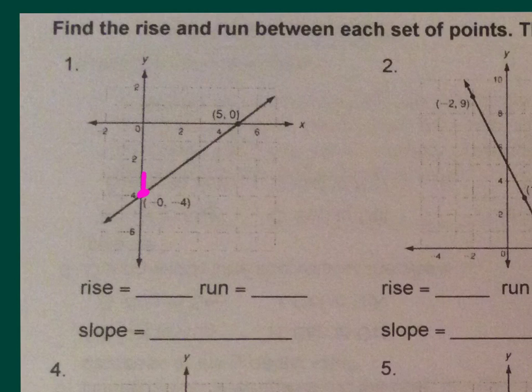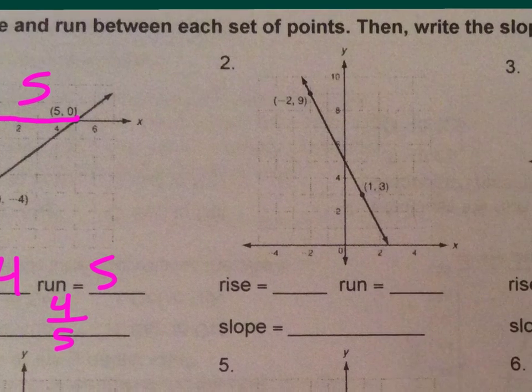It's a rise of 1, 2, 3, 4, and a run of 1, 2, 3, 4, 5 actually. So it's a run of 5. So the rise is 4, the run is 5, so the slope is 4 over 5. All right, let's look at number 2.